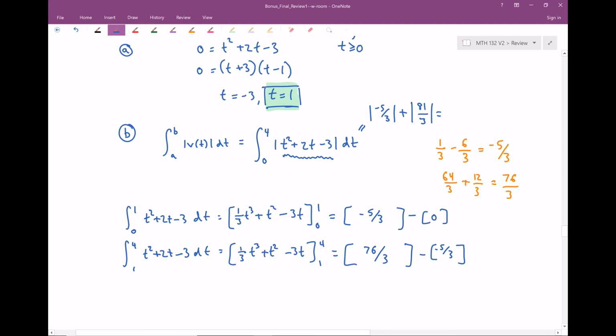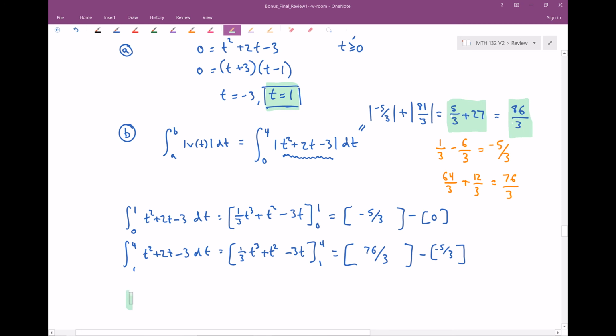So negative 5/3 inside of the absolute value plus 81/3 inside of the absolute value. That's going to be 5/3 plus 27, because 81/3 is 27. You can leave your final answer as this, or if you really want to, you can simplify this down. We could add these together, and we would have 86/3. So the total distance traveled here would be 86/3.